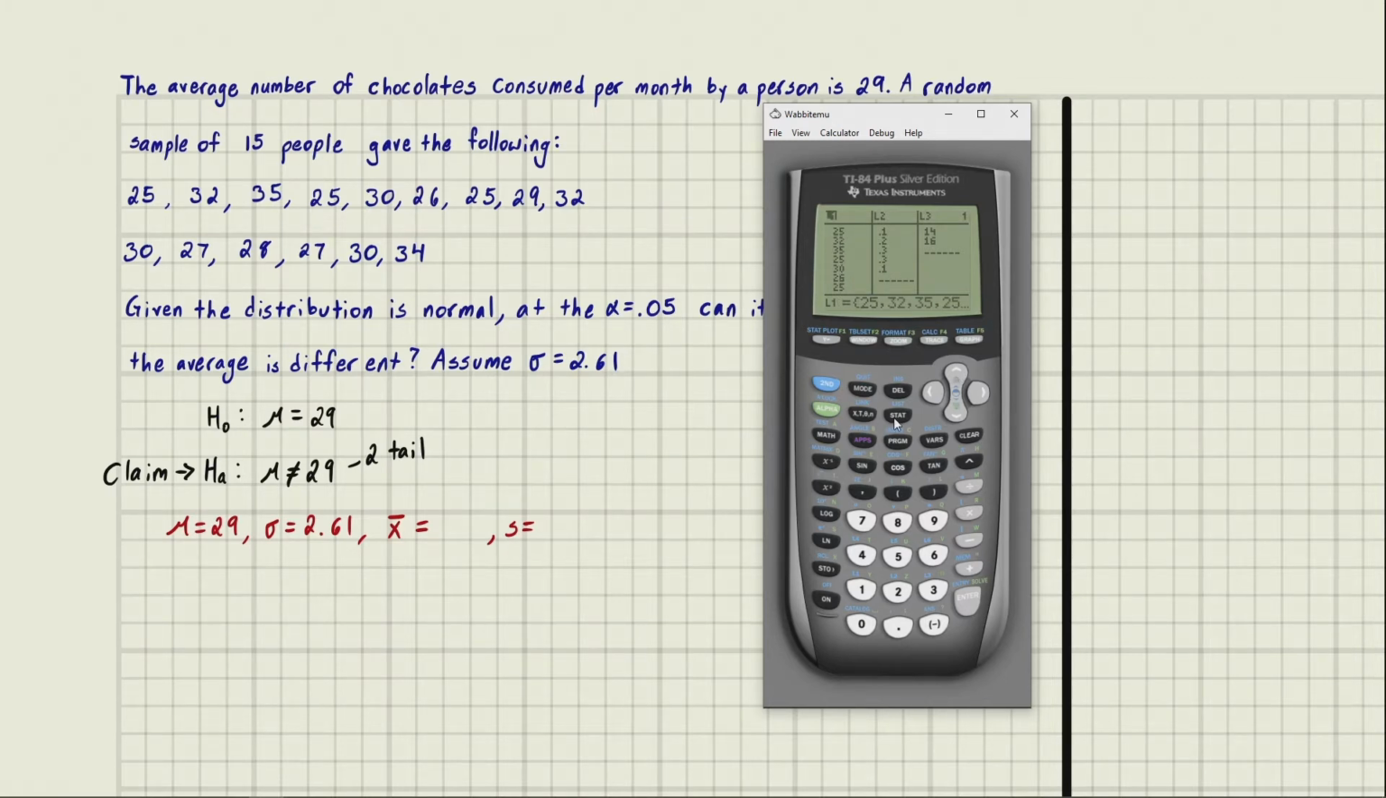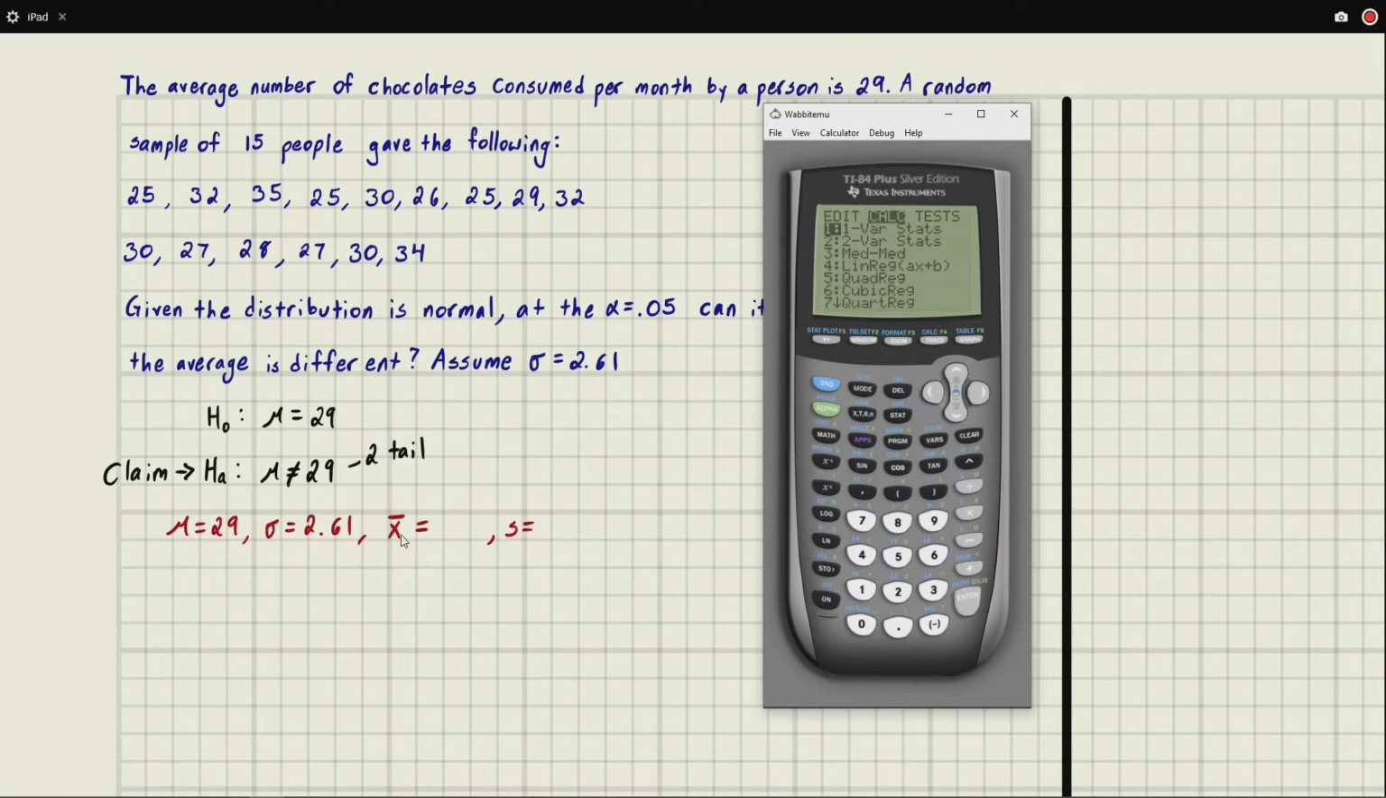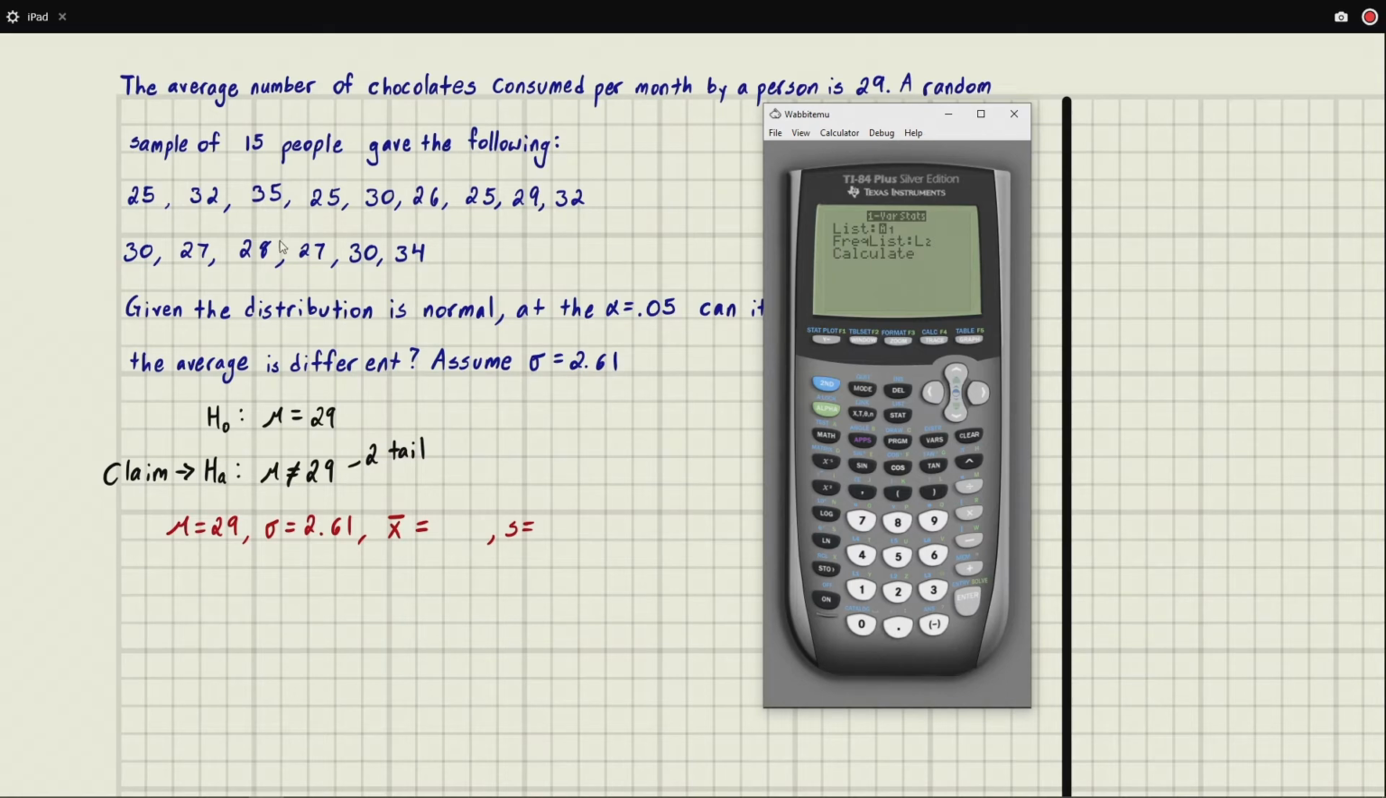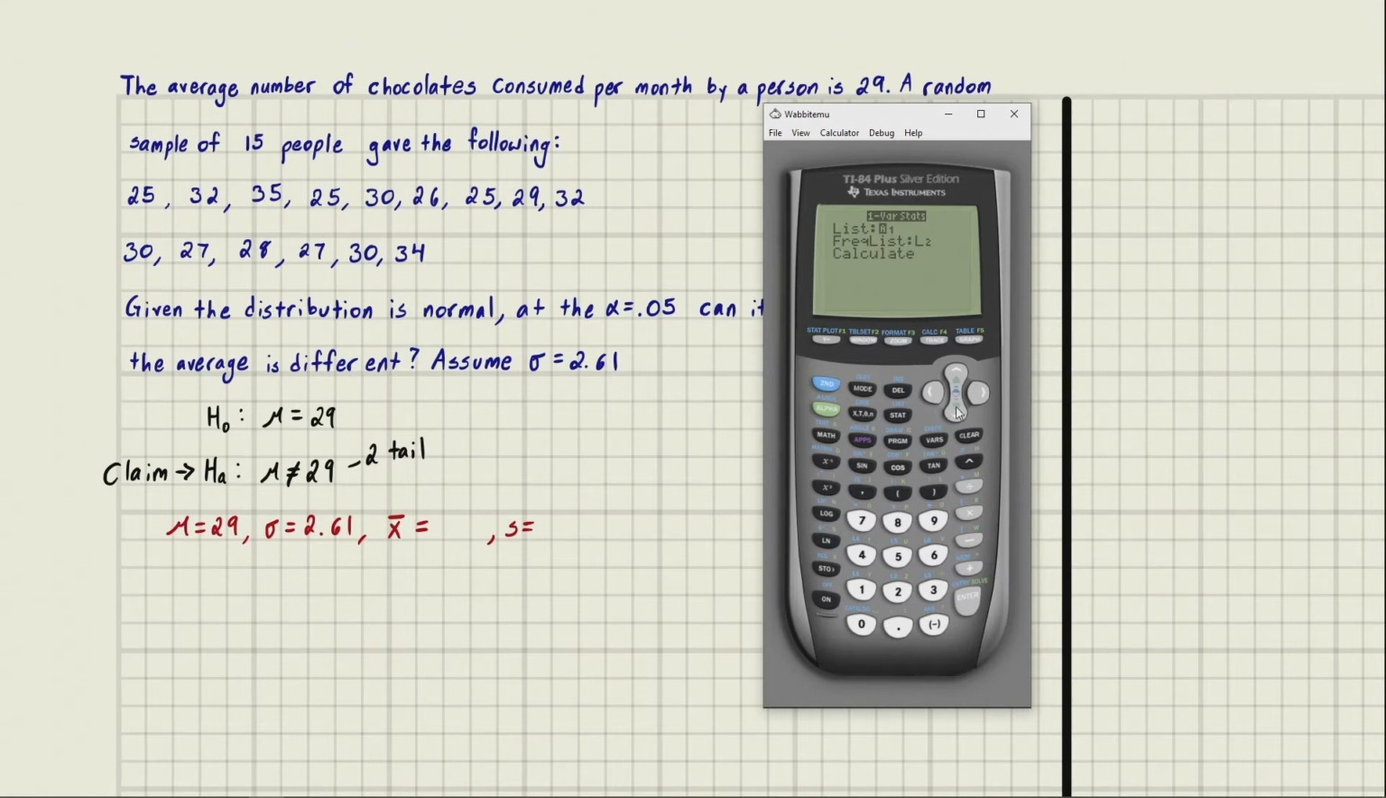So now we're going to come into stat again. We're going to go to calculate this time. We're going to go for one var stats. This will give us a sample mean and a sample standard deviation for these numbers. So we're going to go ahead and do that. Make sure the list you used is the list that's listed here. So list 1 is the list that we put all these numbers in. We don't have a frequency list, so we need to clear this so that it has nothing. And then we're going to hit calculate.